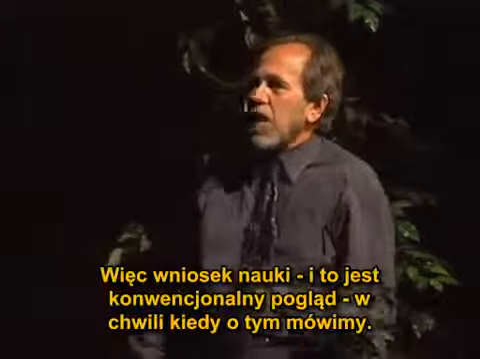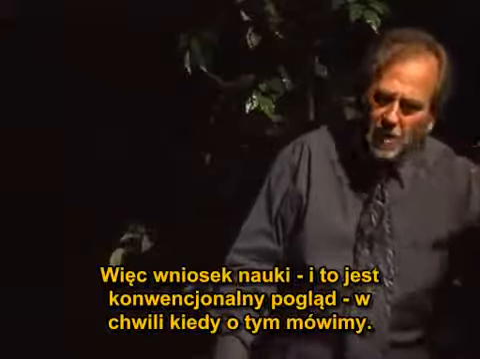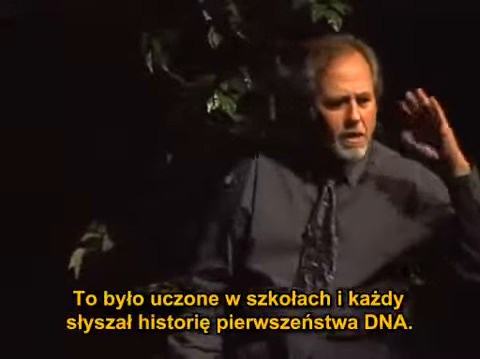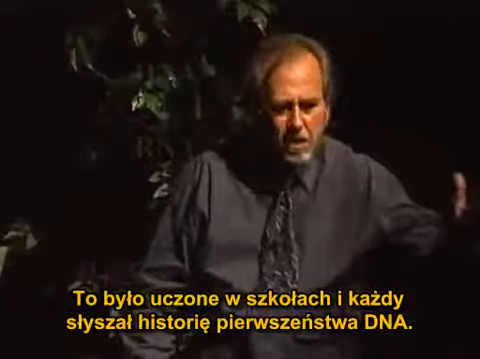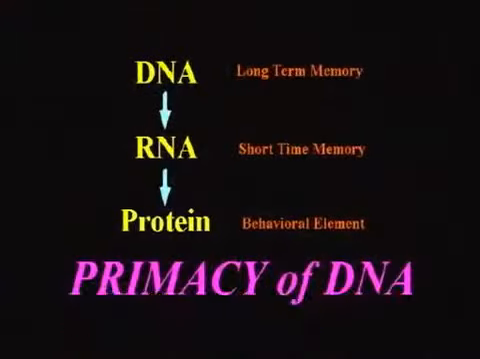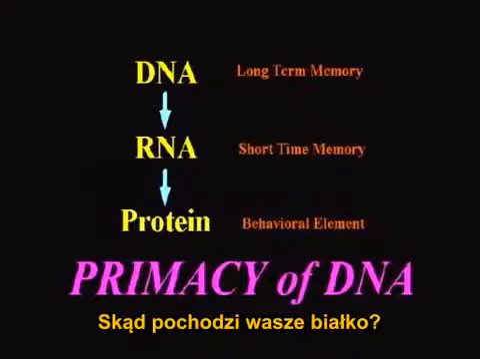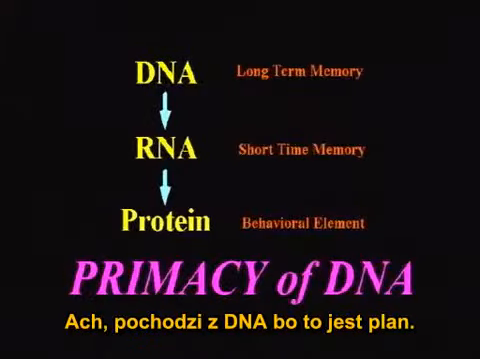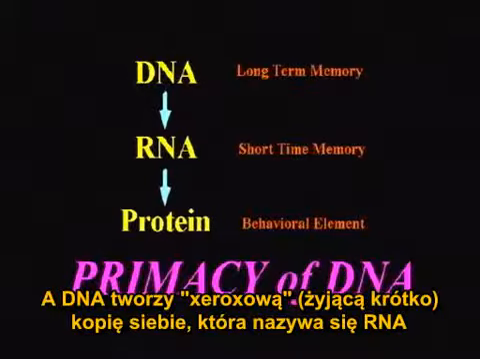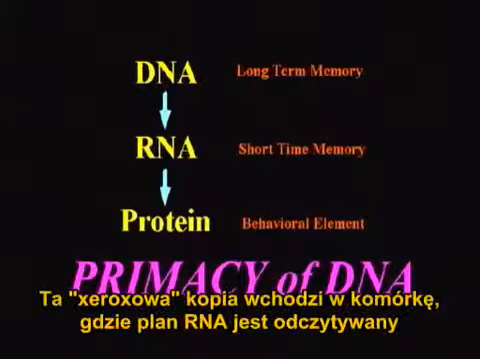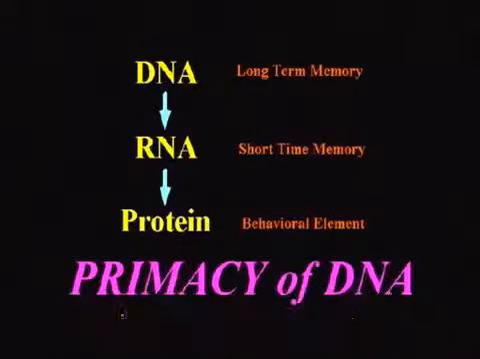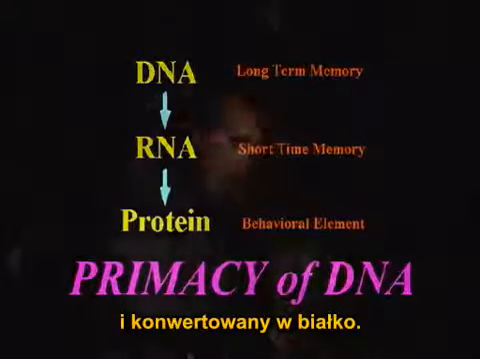So the conclusion of science, and this is a conventional view as we're speaking right here, this is what's being taught in schools, and everyone hears the story. It's called the primacy of DNA. And what does it mean? It says, I told you, you are protein. Where does your protein come from? Well, it comes from the DNA because that's the blueprint. And the DNA makes a Xerox copy of itself, which is called RNA, and the Xerox copy goes into the cell, and the RNA blueprint is read and converted into the protein.